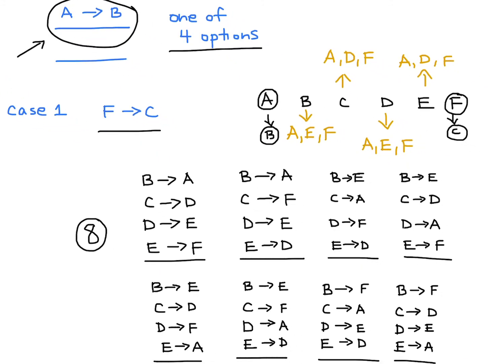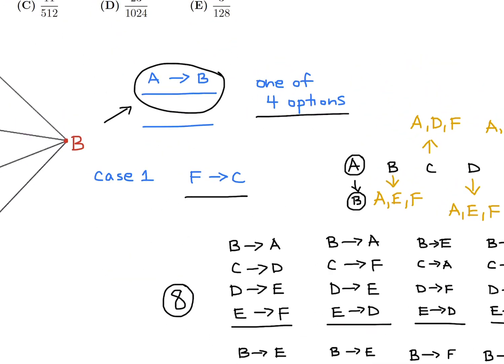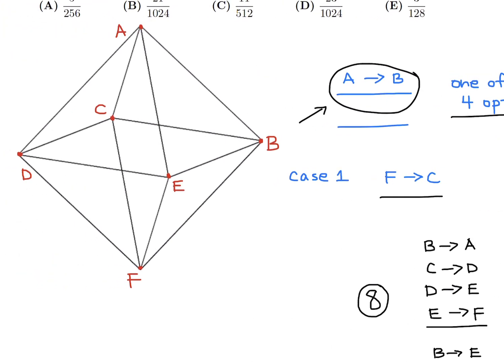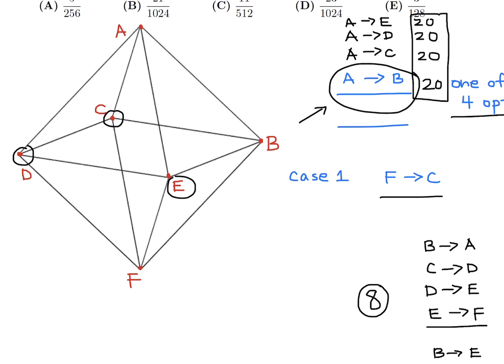Now remember I told you at the beginning that that's only one of 4 possible options for A. If A goes to B, you've got 20 possibilities like we just figured out. But A can also go to C, D, or E. If A goes to C, we can also figure out 20 ways. If A goes to D, we can also figure out 20 ways. And finally, if A goes to E, we can also figure out 20 ways. So in total, it's 80.